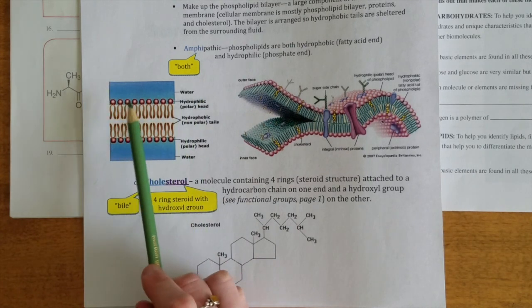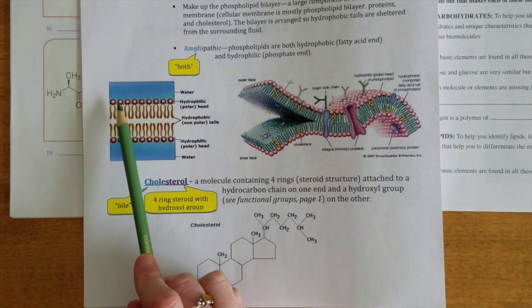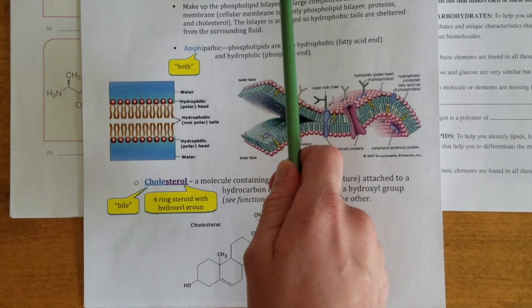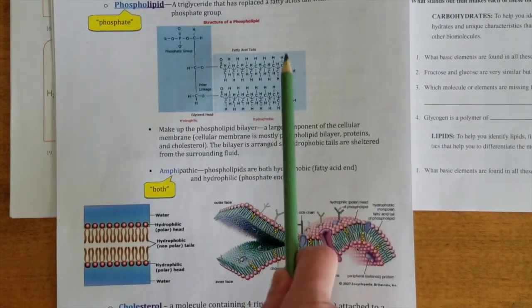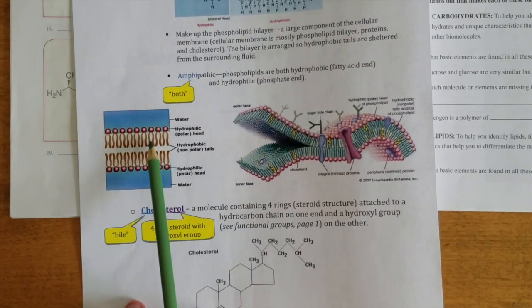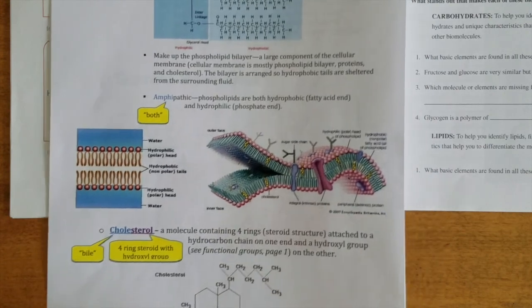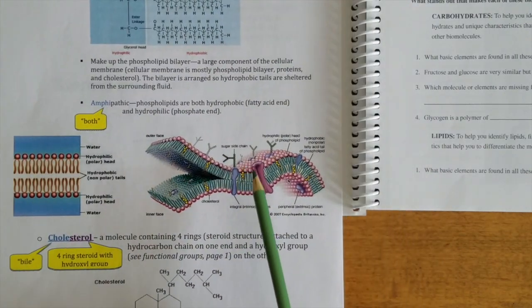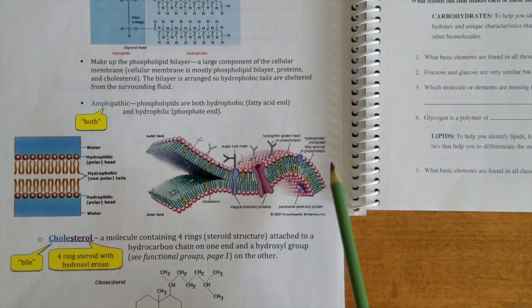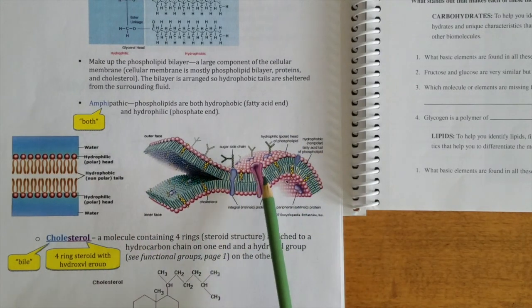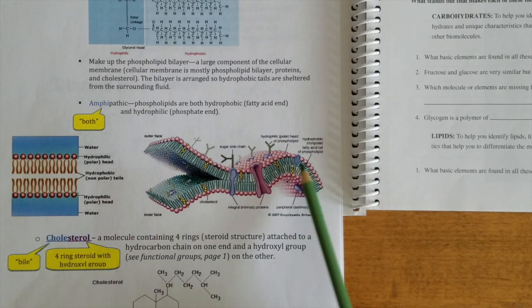Now the hydrophilic phosphate groups arrange themselves so that the hydrophobic fatty acid tails are protected from the water in the middle of the bilayer. And this is an image of what the cell membrane would look like, including some proteins and some other molecules in here.